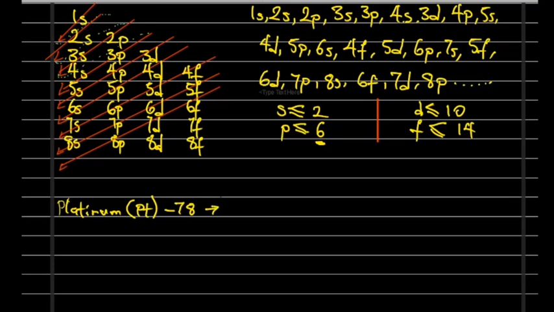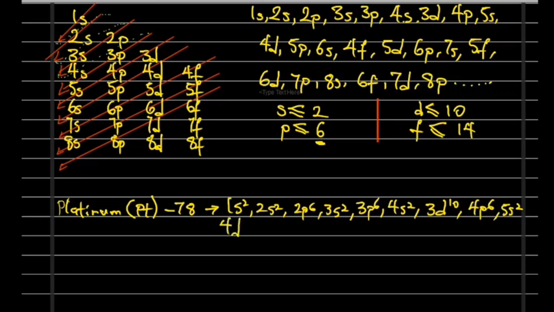Okay, let's see. We have 1s2, 2s2, 2p6, 3s2, 3p6, 4s2, 3d10, 4p6, 5s2, 4d10, 5p6, 6s2, after 6s. Okay, let's count what we have got here already.